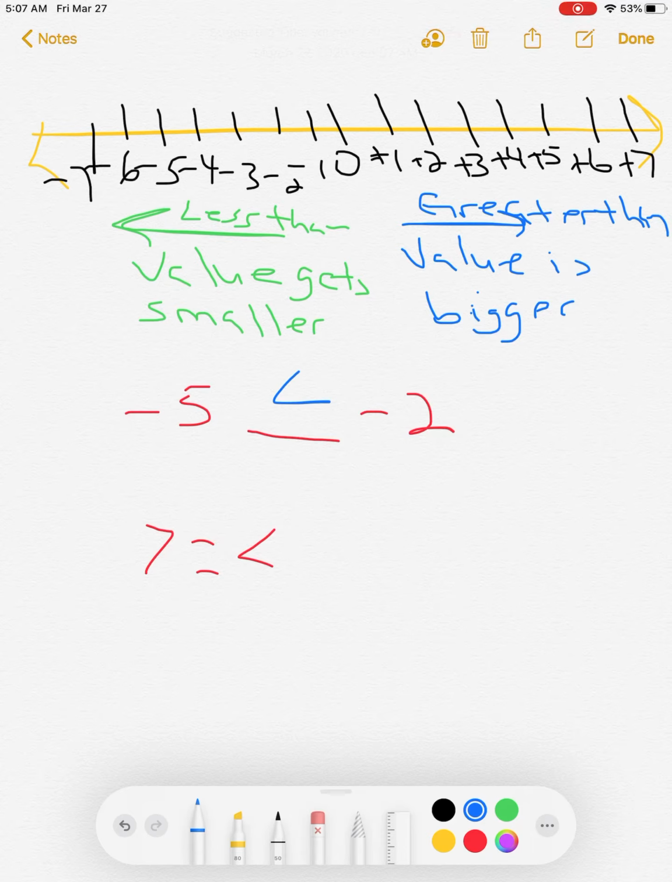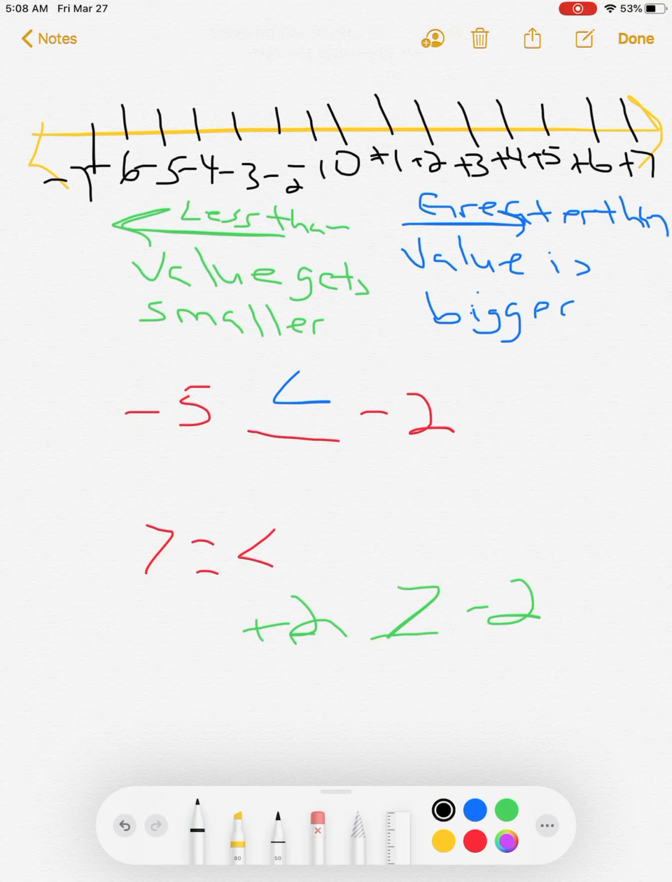So in this number sentence, -5 is less than a -2. Okay. If we had a number sentence that said +2 compared to a -2, right? I'm going to look at my number line. +2 is on this side of the number line. -2 is here. So +2 has to be greater than a -2. So then I would put greater than.